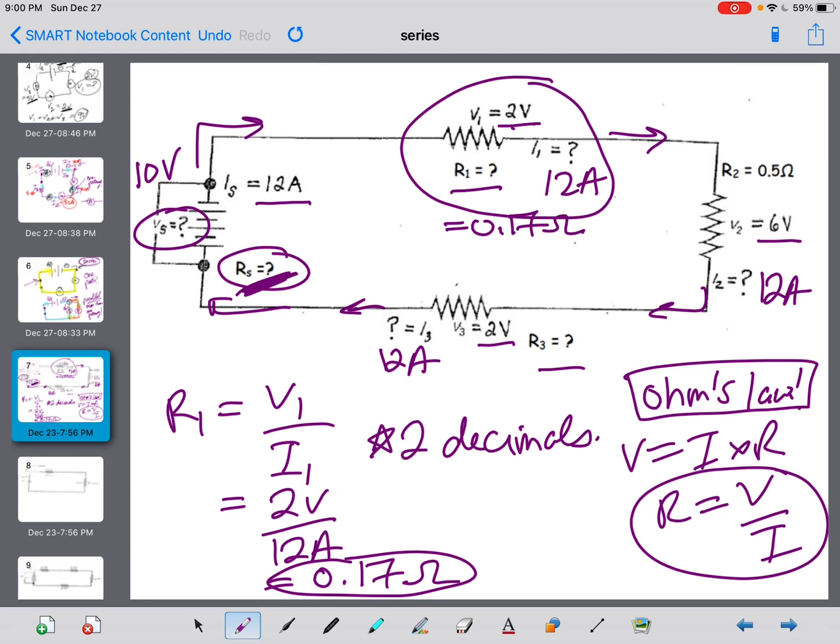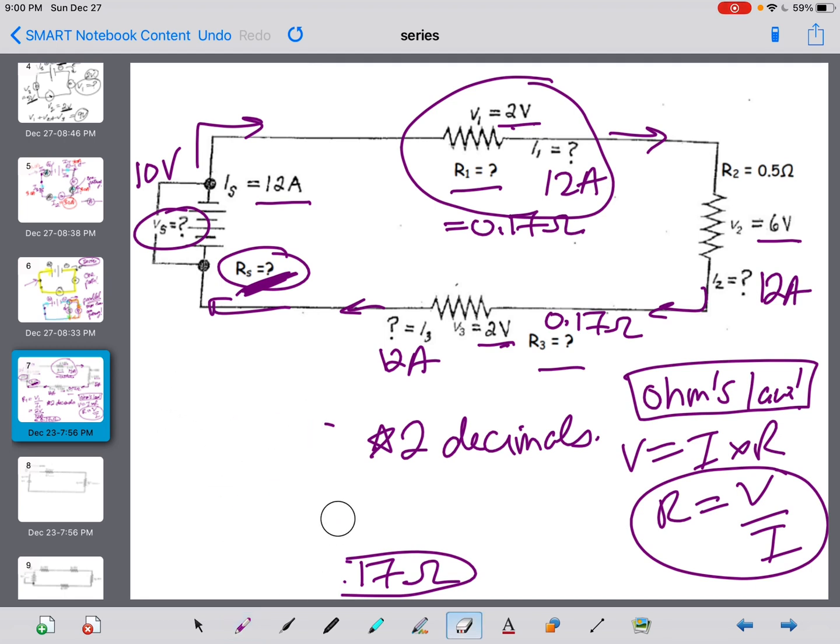We can do exactly the same thing for R3. Actually, to be honest, it's exactly the same calculation. The voltage is 2 volts and it's 12 amps. So the answer is going to be exactly the same, right? So now we have R1, R2, and R3. So we can solve for R total. So let's do that.